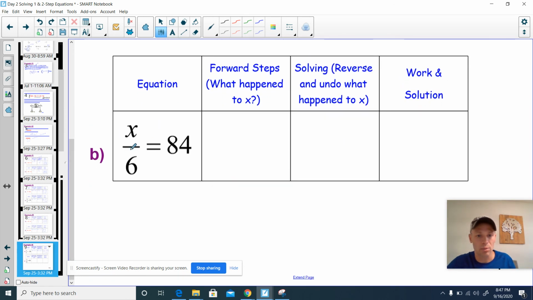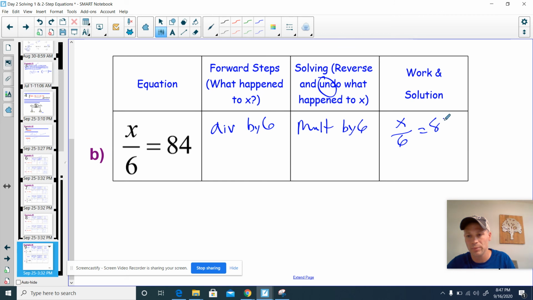All right. Last problem here. What is happening to x? I am dividing by 6. How do I undo that? I am going to multiply by 6, and then I'll execute. X divided by 6 is equal to 84. Well, I follow these steps, right? I go ahead and multiply both sides by 6. Again, I get that 1x part there. Whatever I do to one side, I do to the other, times 6. I get x is equal to, then that is going to be 504.